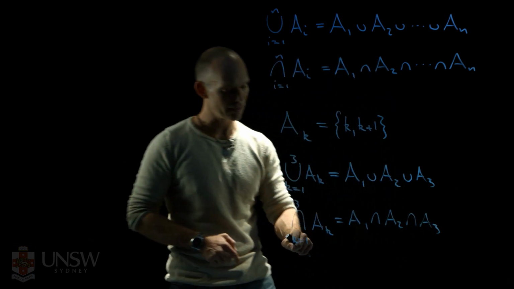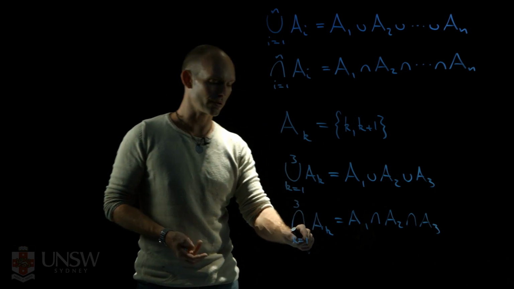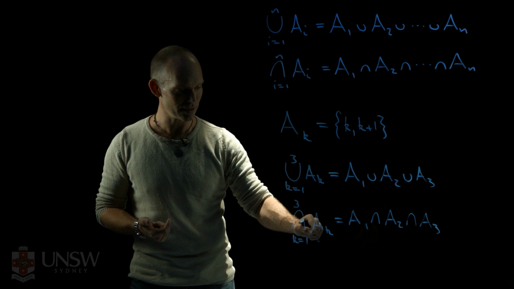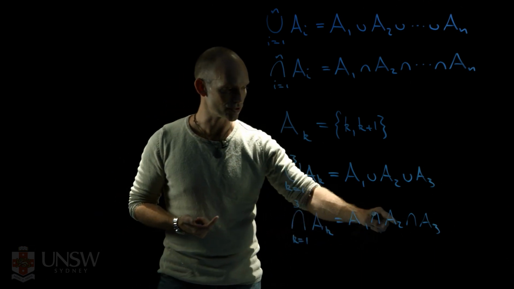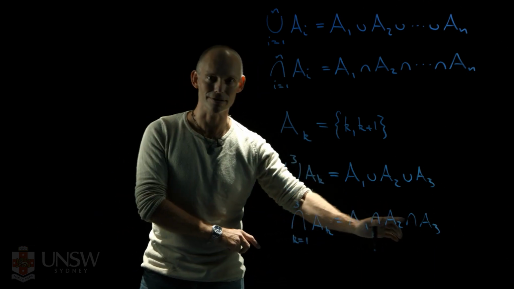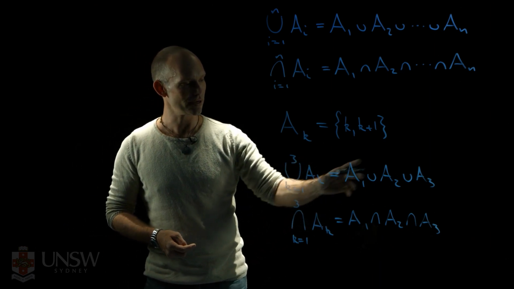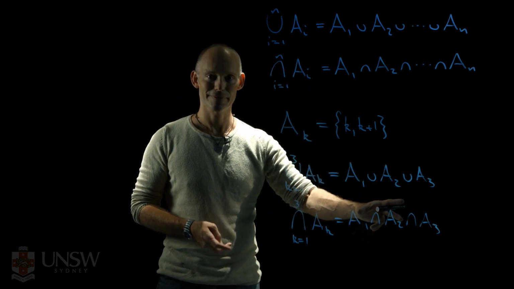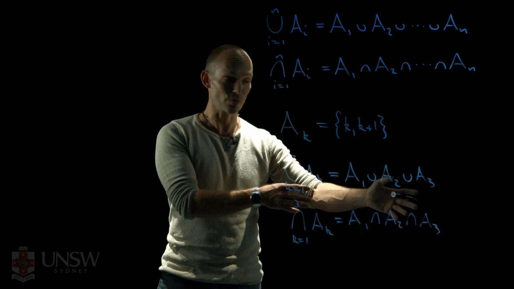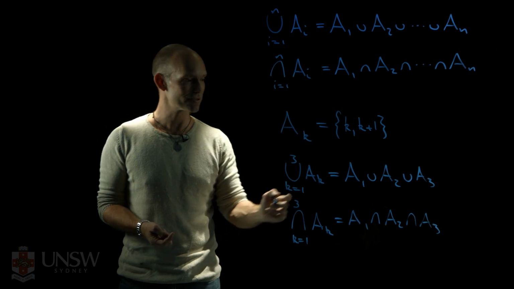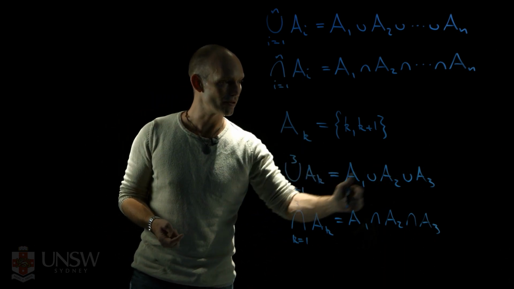So here again, k goes from 1 to 3, and for every one of those values, 1, 2, 3, we then take Ak being equal to A1, A2, A3, and we're intersecting everything. So these two expressions are equal to these two expressions. But what are they actually equal to? What are the sets that we're talking about? And here we have some sets given, so let's figure out what A1, 2 and 3 are equal to.